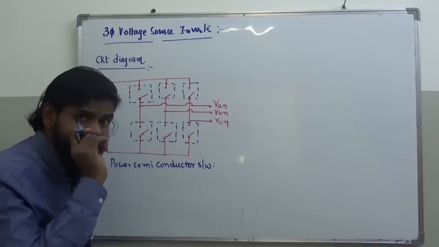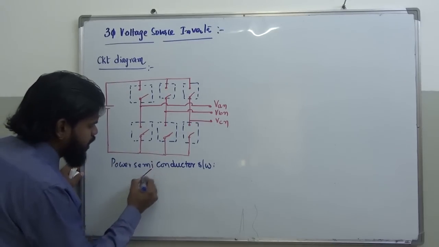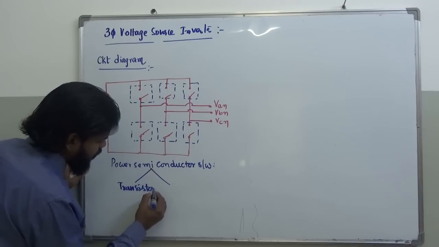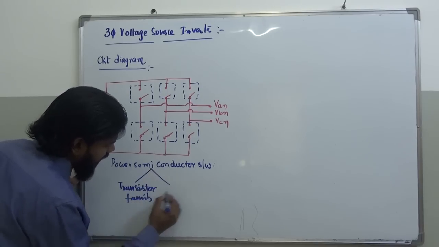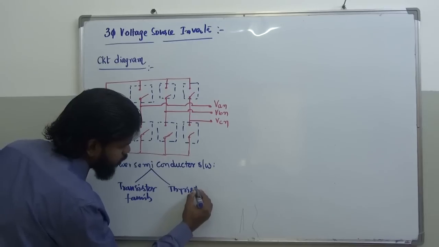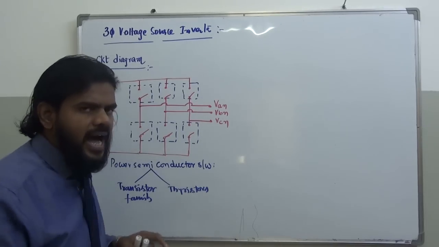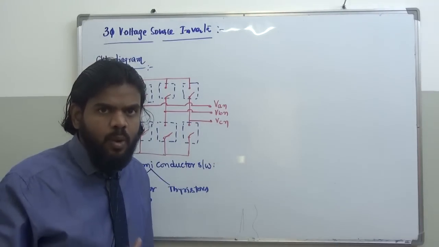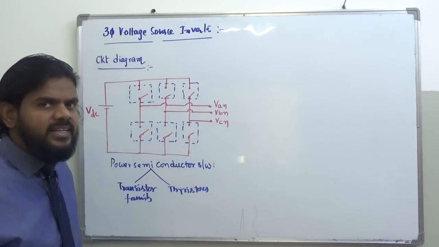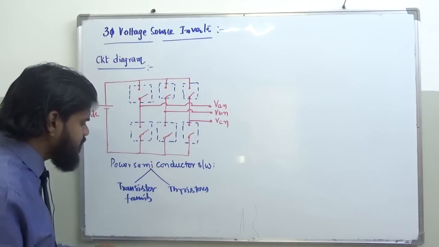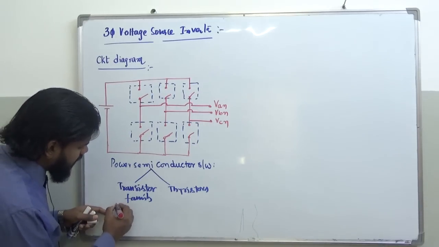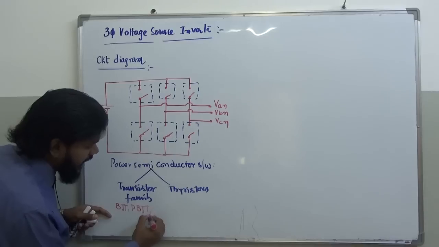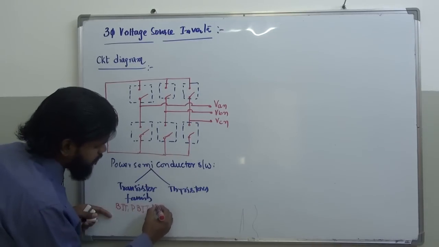But we're not going to use a diode here. We're going to use two different families. One is called the transistor family, and the other is the thyristor family. So power semiconductor devices, as far as power electronics is concerned, are divided into two types: the transistor family and the thyristor family. In the transistor family, you find first the BJT and then the power BJT, for high power applications, and you'll find the MOSFET, right?